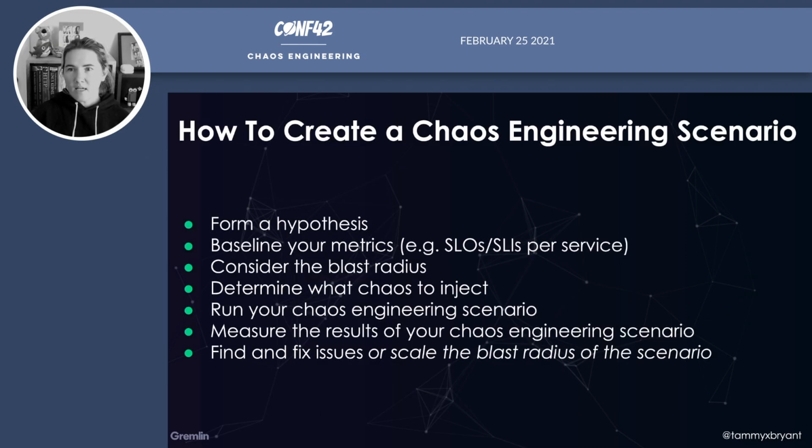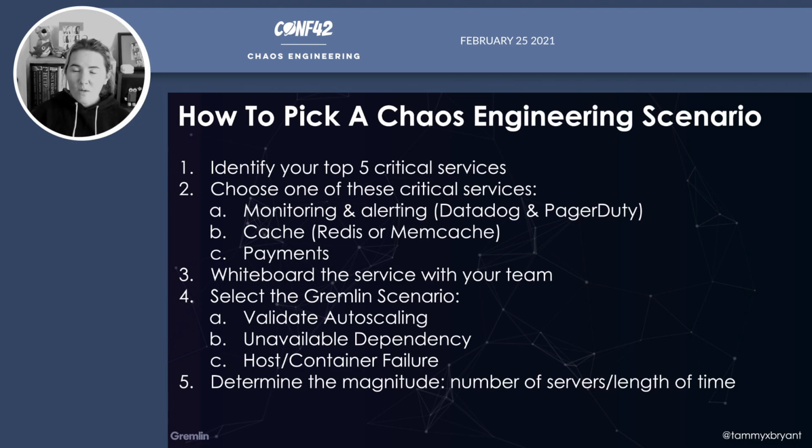So how do you create a chaos engineering scenario? First off, form a hypothesis, then baseline your metrics. If you can, I really recommend getting started by having some SLOs and SLIs per service. Consider the blast radius. Determine what chaos you'd like to inject. For example, latency, or maybe you'll make something unavailable using a black hole. Run your chaos engineering scenario. Measure the results of your chaos engineering scenario, then find and fix issues or scale the blast radius of the scenario. Often folks ask me, how do I pick where to start though?